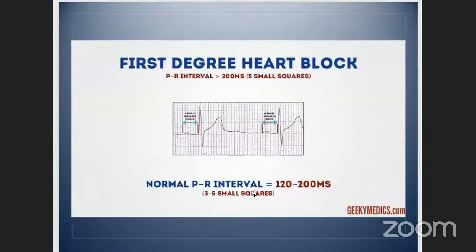Okay, so these are then looking at our intervals. So we know that the PR interval is the distance from the start of the P wave to the start of the QRS complex. And we know that that should be less than 5 blocks, which is 200 milliseconds.